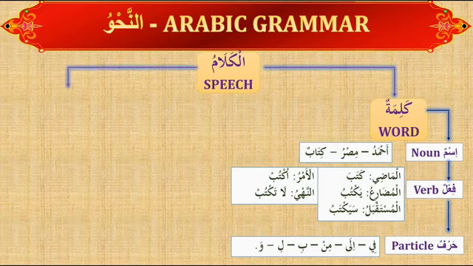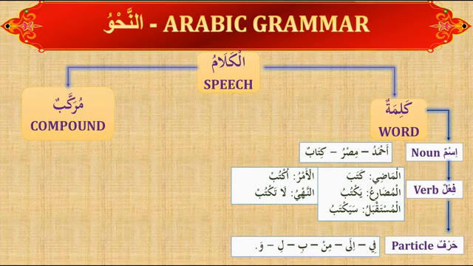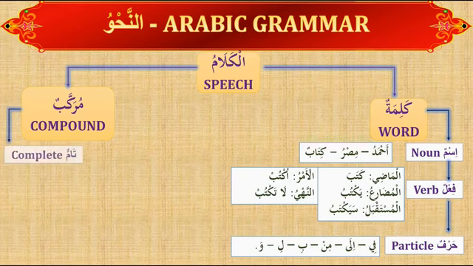The second type of kalam, speech, is murakkab, compound. Compound is a group of two or more words combined together to convey a meaning. There are two kinds of murakkab, compound. First, tammun. It refers to a sentence that conveys a complete meaning. Example, al-baytu kabirun. The house is big. It's a full, complete sentence.